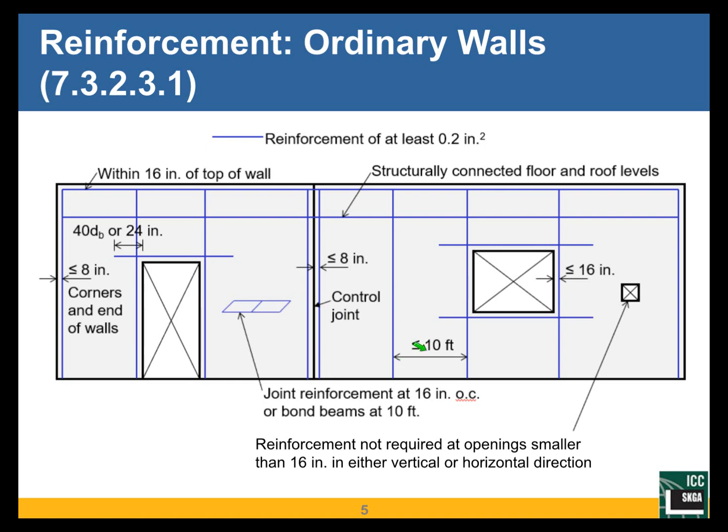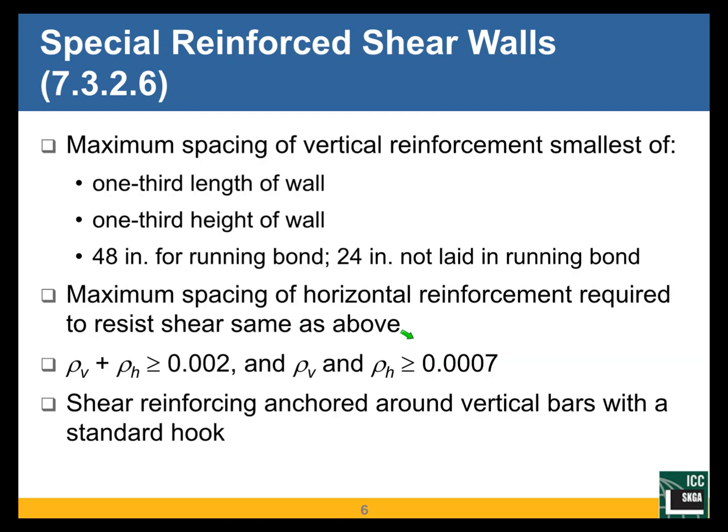For intermediate reinforced walls, that reduces down to 4 feet, and that's the only difference. For special reinforced walls, the maximum spacing of the vertical reinforcement is 1/3 the length of the wall, 1/3 the height of the wall, or a maximum of 48 inches for running bond or 24 inches not laid in running bond.